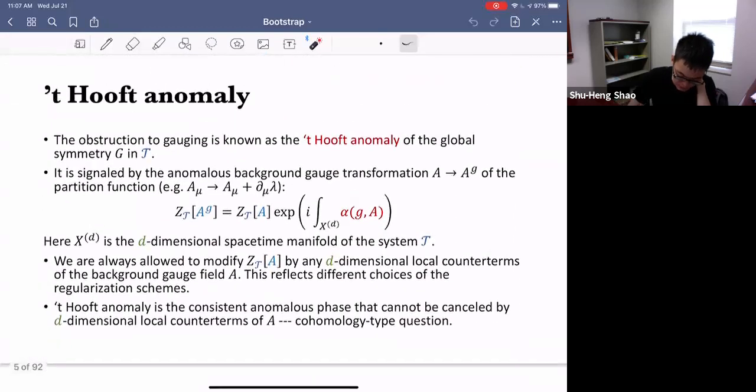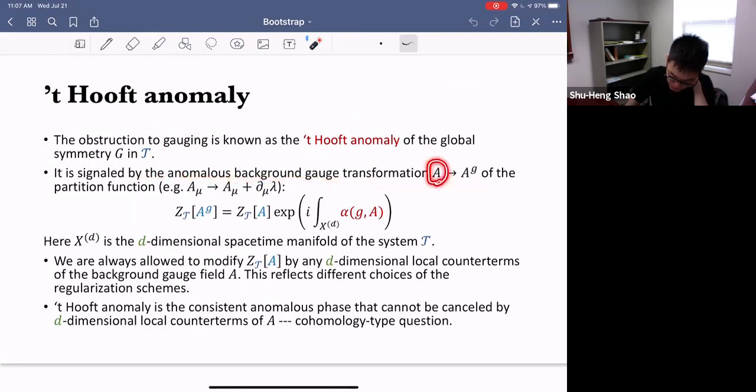So what is a 't Hooft anomaly? The obstruction to gauging a certain global symmetry is known as the 't Hooft anomaly of that global symmetry G in the quantum system T. More specifically, the 't Hooft anomaly is signaled by the anomalous background gauge transformation.